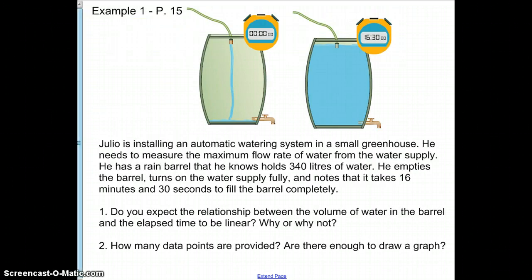So next we're going to look to example 1 on page 15 about the water flow. Do you expect that this relationship is linear? Why or why not? So when considering something is linear, we want to look if it is a constant value that we're considering. So is the water flow constant? Yes, it is, which would make this linear. And it is linear because the water flow is constant.